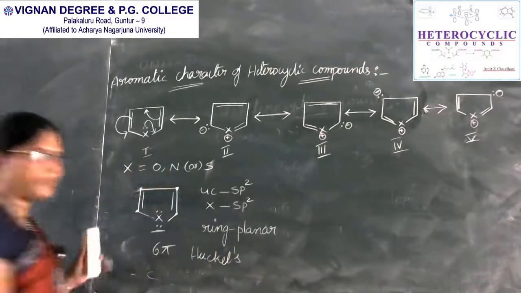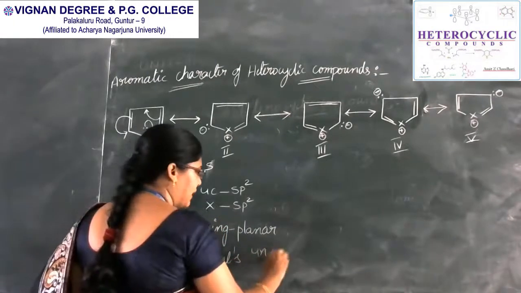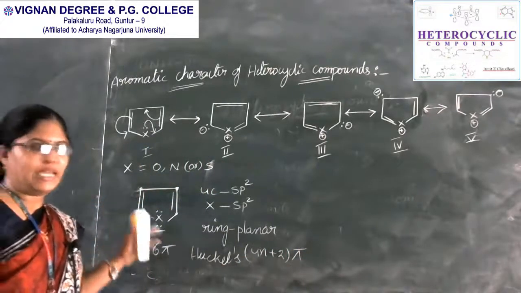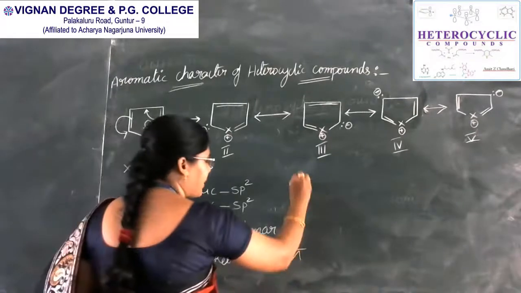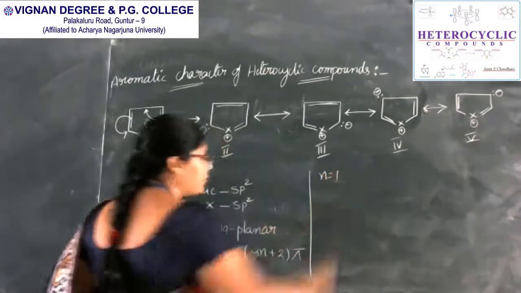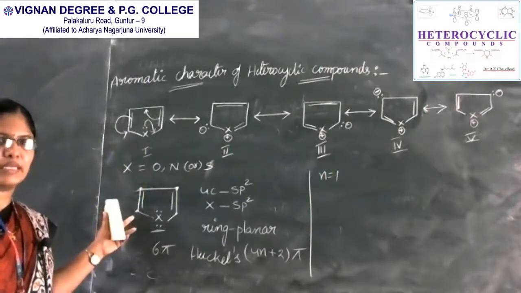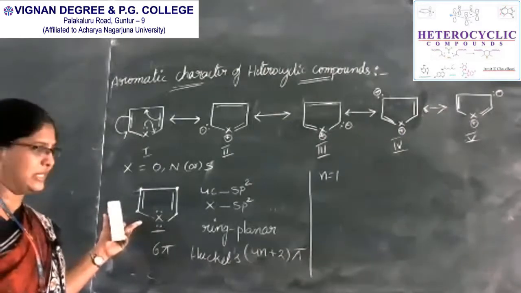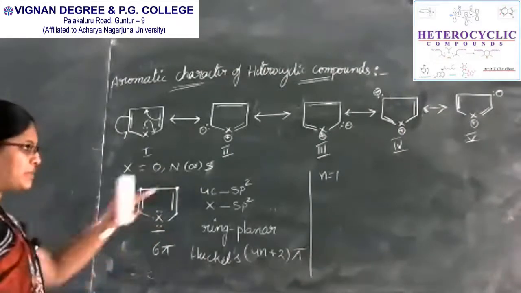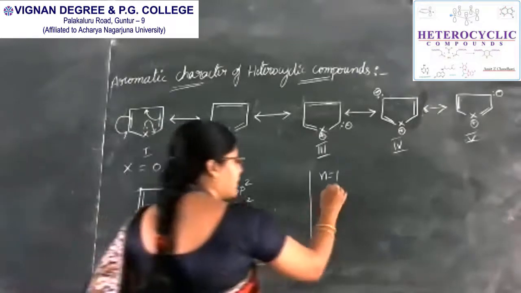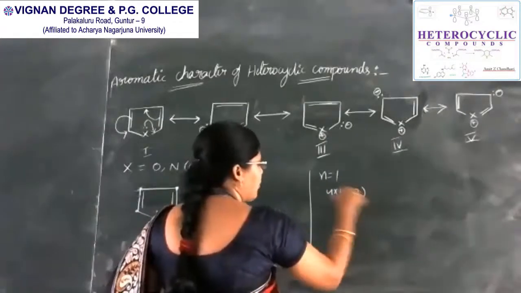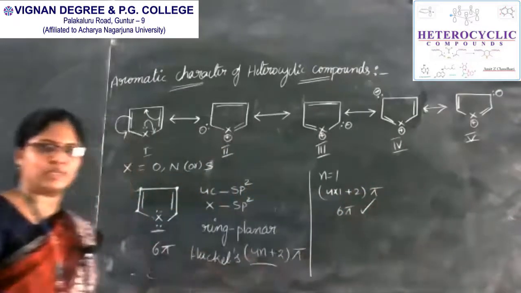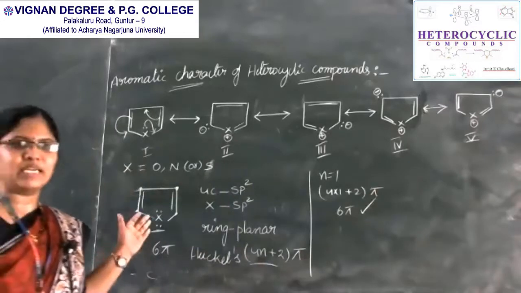Hückel's rule, that is 4n plus 2 pi electrons. Here n equal to 1, the number of rings. In furan, thiophene, pyrrole, only one ring is present, so n equal to 1. Substitute this value in this equation, that is 4 into 1 plus 2. Totally it contains 6 pi electrons, so it obeys Hückel's rule. So it is aromatic in nature.